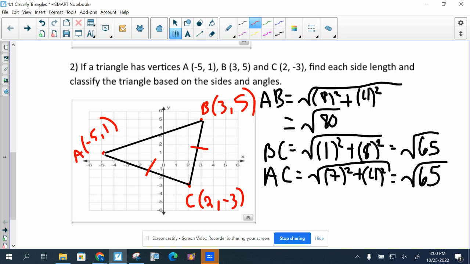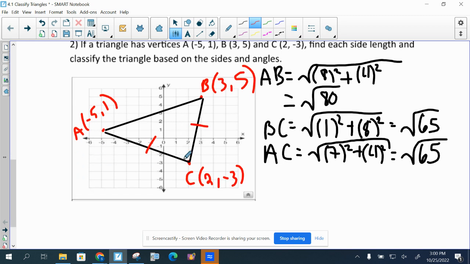Now, to decide if it's right, acute, or obtuse, we will first just pick the angle that you suspect to be a right angle, because you could do it with all 3 angles, but we'll just do the one, and that would be C. If it was a right triangle, C would be the right angle because it's opposite the longest side, AB. So what we're going to do is find the slope of AC and then draw in what would be the perpendicular line.